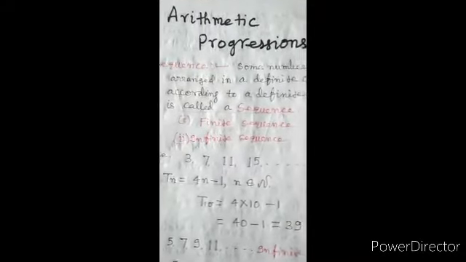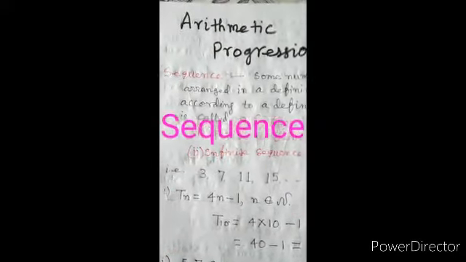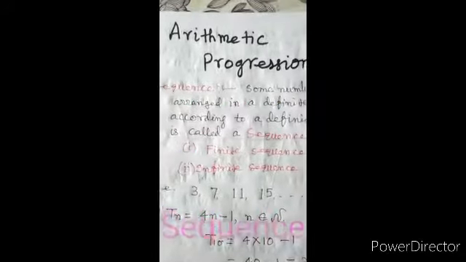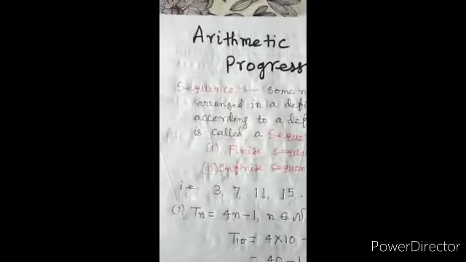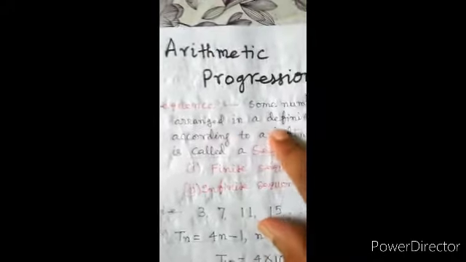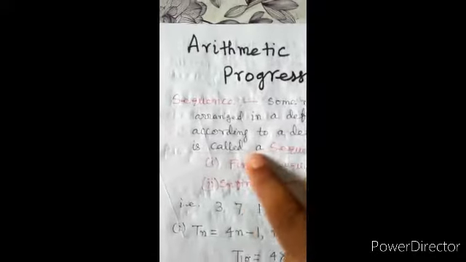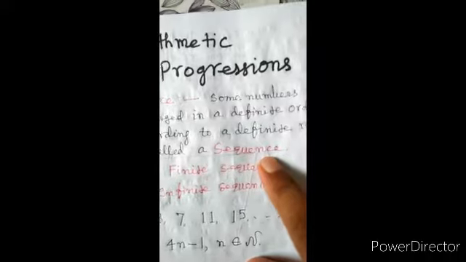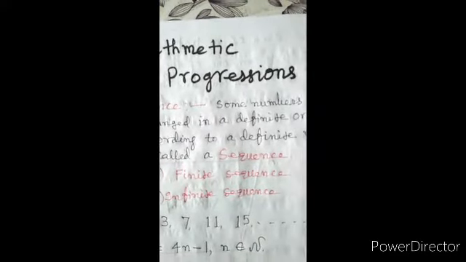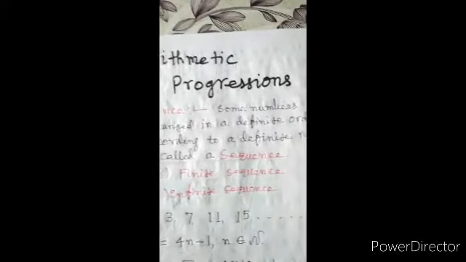Firstly, try to understand about sequence, as a sequence forms a progression. Some numbers arranged in a definite order according to a definite rule is called a sequence. It is a succession of numbers arranged in a definite order according to a definite rule.